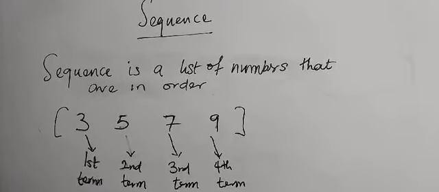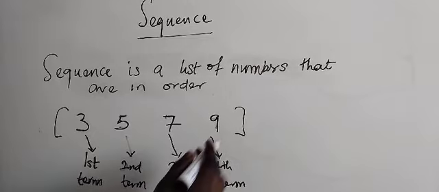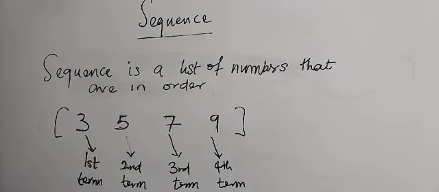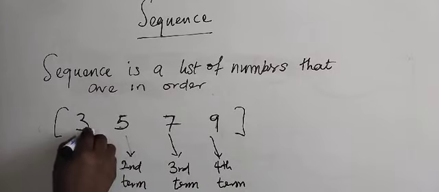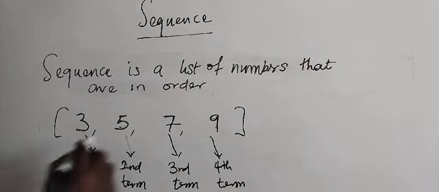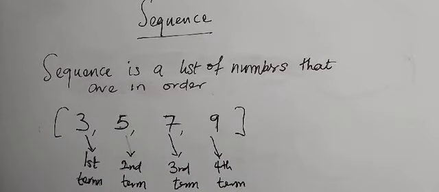Today we are going to be looking at sequence. A sequence is a list of numbers that are in order. For example, 3, 5, 7, 9 are a set of sequence separated by commas and enclosed by brackets.